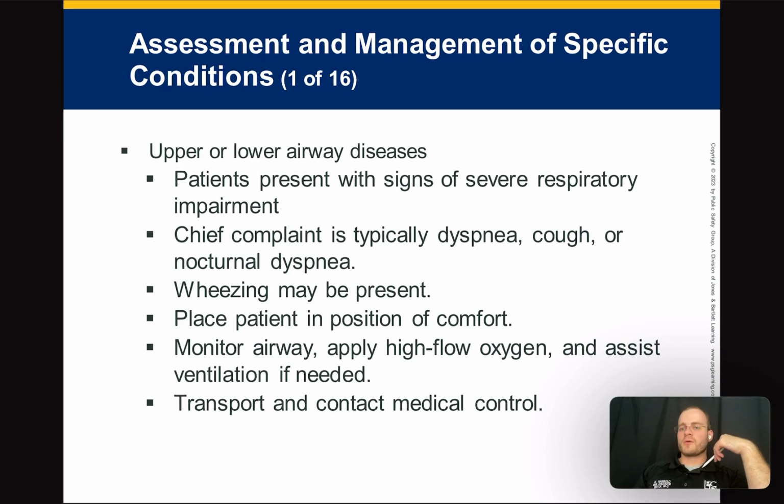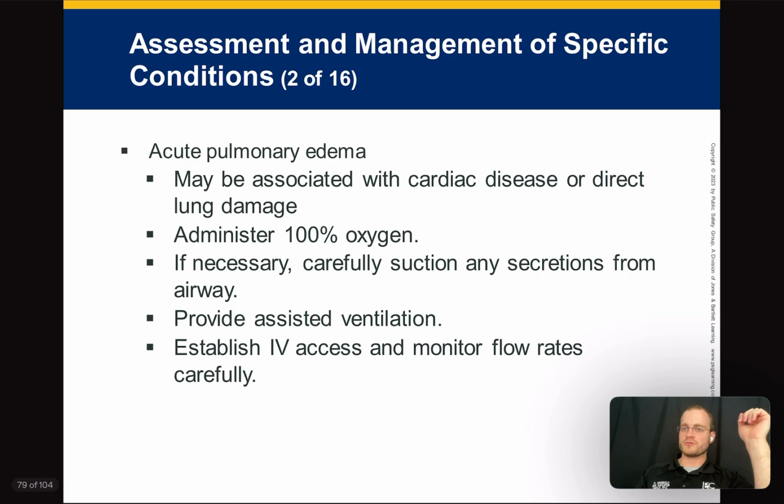So upper and lower airway diseases. The patient will present with severe respiratory distress. They could have dyspnea, cough, or nocturnal dyspnea. Nocturnal dyspnea means shortness of breath at night. Okay, and wheezing can be present. What's the treatment for wheezing? Very good. Albuterol. It's a beta 2 agonist. Okay. Place the patient in a position of comfort. That's almost always going to be upright. Monitor the airway, apply high flow, assist ventilations if needed, transport and contact medical control.